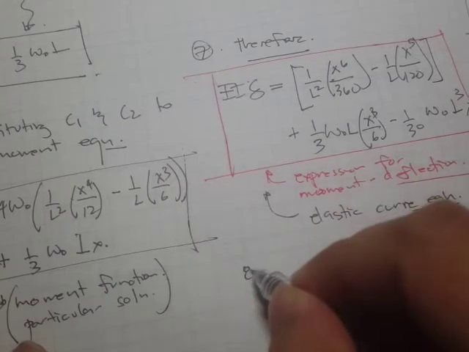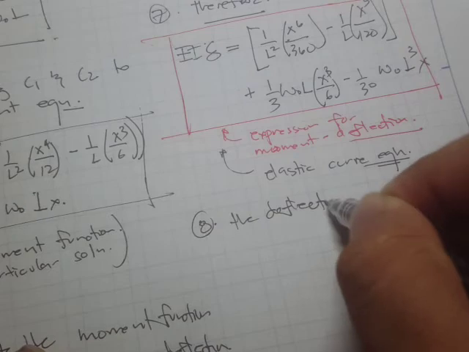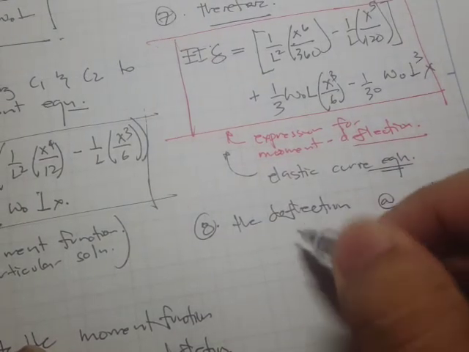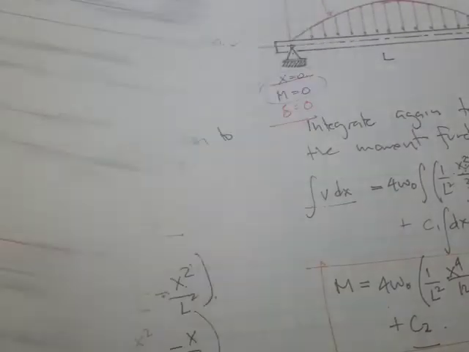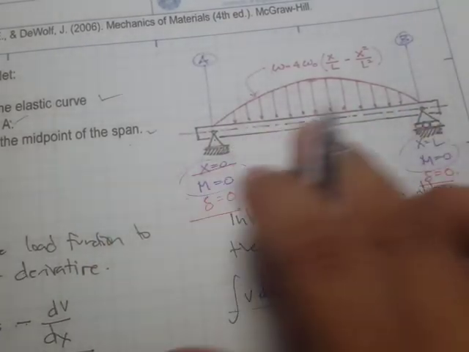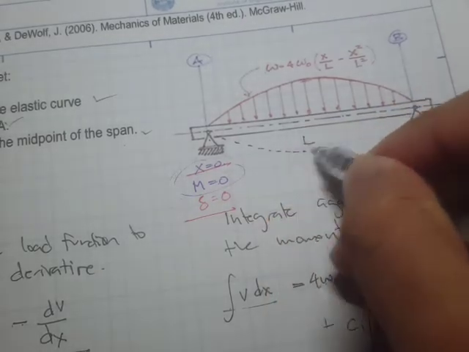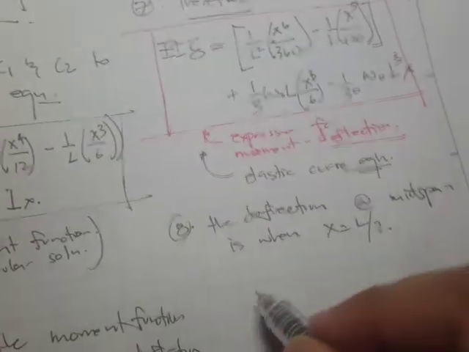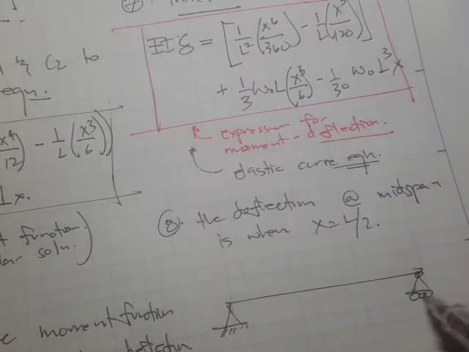Okay, so let's solve here. The deflection at midspan is when x is equal to L all over 2. Because this is symmetrical, the deflection right here at the midspan would be the greatest deflection. Okay, so we can just draw it here. I think it's also nice if we draw the deflection curve.